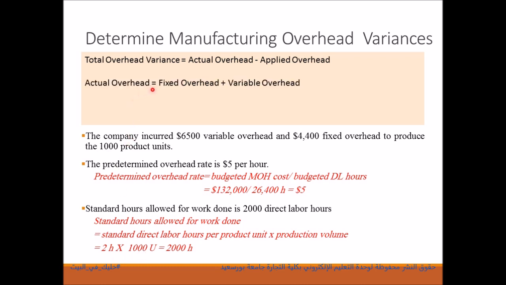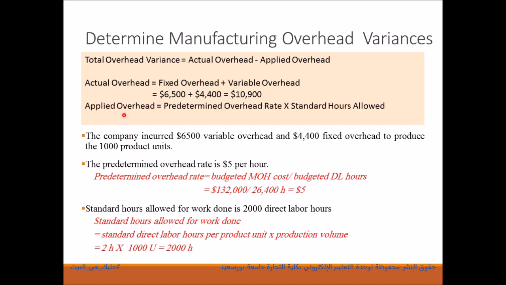So actual overhead can be obtained by adding fixed overhead to variable overhead. $6,500 fixed overhead and $4,400 variable overhead. So we have $10,900 actual overhead.